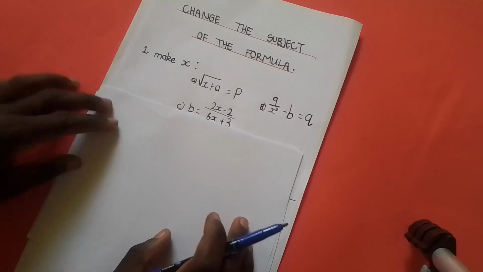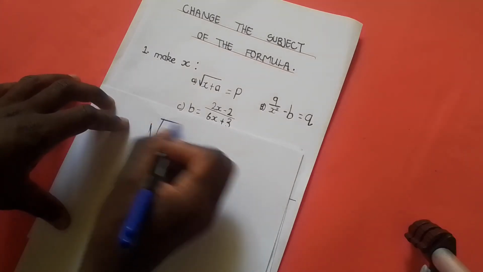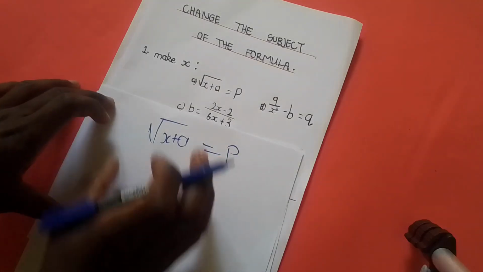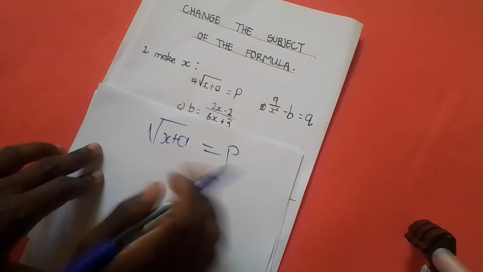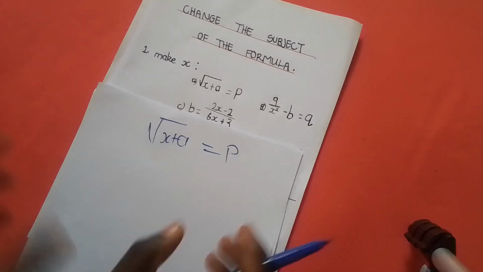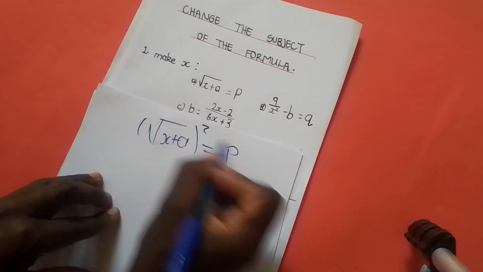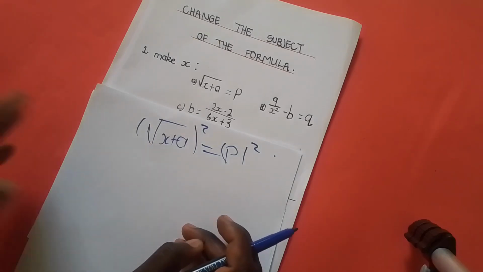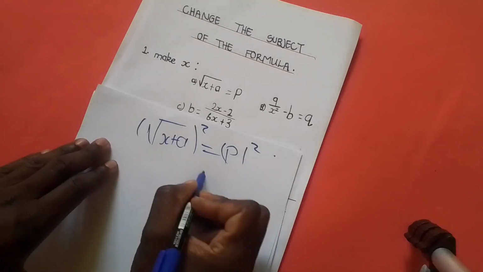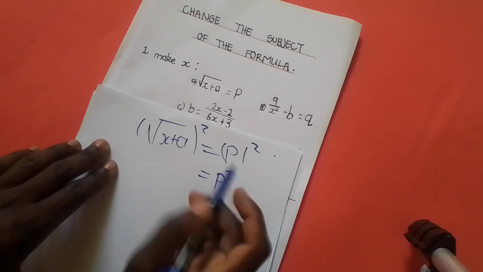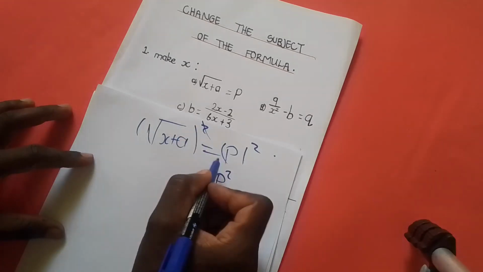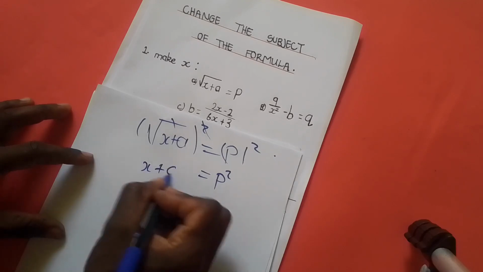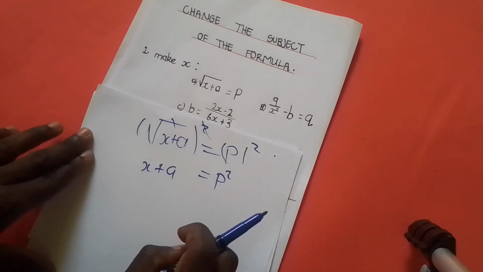Okay, so question a is stating that the root of x plus a is equal to p. So we want to make x the subject of the formula in this question, right? The first step, we're going to square both sides, in order to remove the root sign at the left-hand side of the equation. At the right-hand side, we'll be left with p squared. Then at the left-hand side, the power 2 will cancel the root sign, leaving us with x plus a. x plus a equal to p squared.